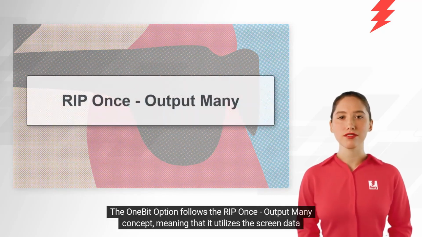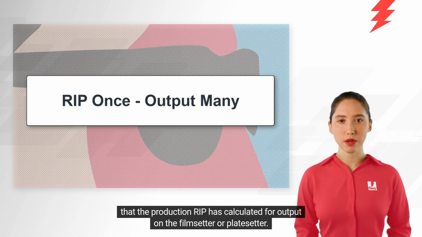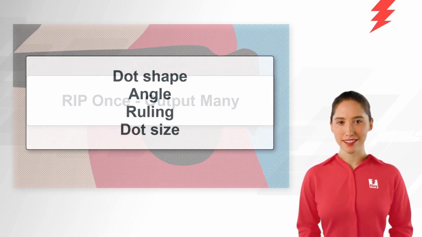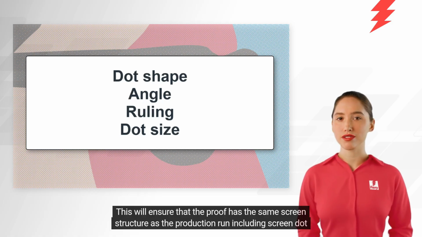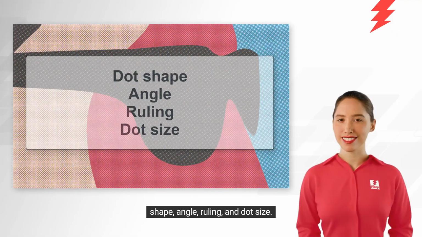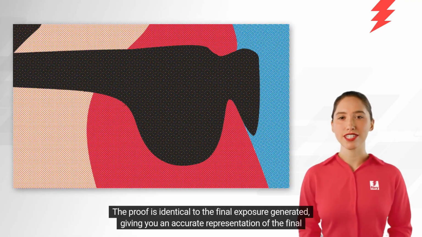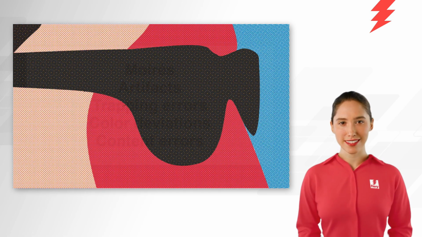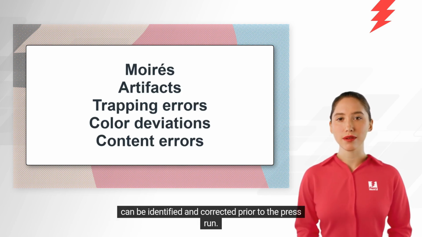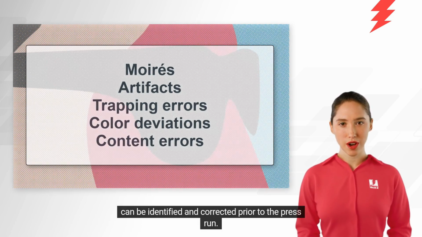The OneBit option follows the RIP once output many concept, meaning that it utilizes the screen data that the production RIP has calculated for output on the film setter or plate setter. This will ensure that the proof has the same screen structure as the production run, including screen dot shape, angle, ruling, and dot size. The proof is identical to the final exposure generated, giving you an accurate representation of the final print. This ensures that issues, including moirés, artifacts, trapping errors, color deviations, and content errors can be identified and corrected prior to the press run.